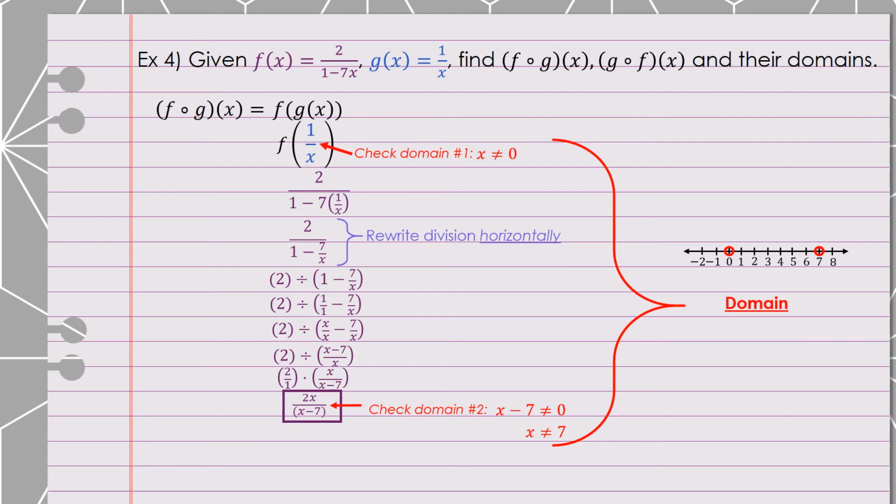Since we've removed both of the numbers that would be issues, that means we can keep every other number. So I can keep the numbers to the left of 0, the numbers between 0 and 7, and the numbers to the right of 7. And since I can see the number line, I can now write my domain in interval notation. It would be negative infinity to 0, parenthesis, union, parenthesis, 0, 7, parenthesis, union, parenthesis, 7, infinity.